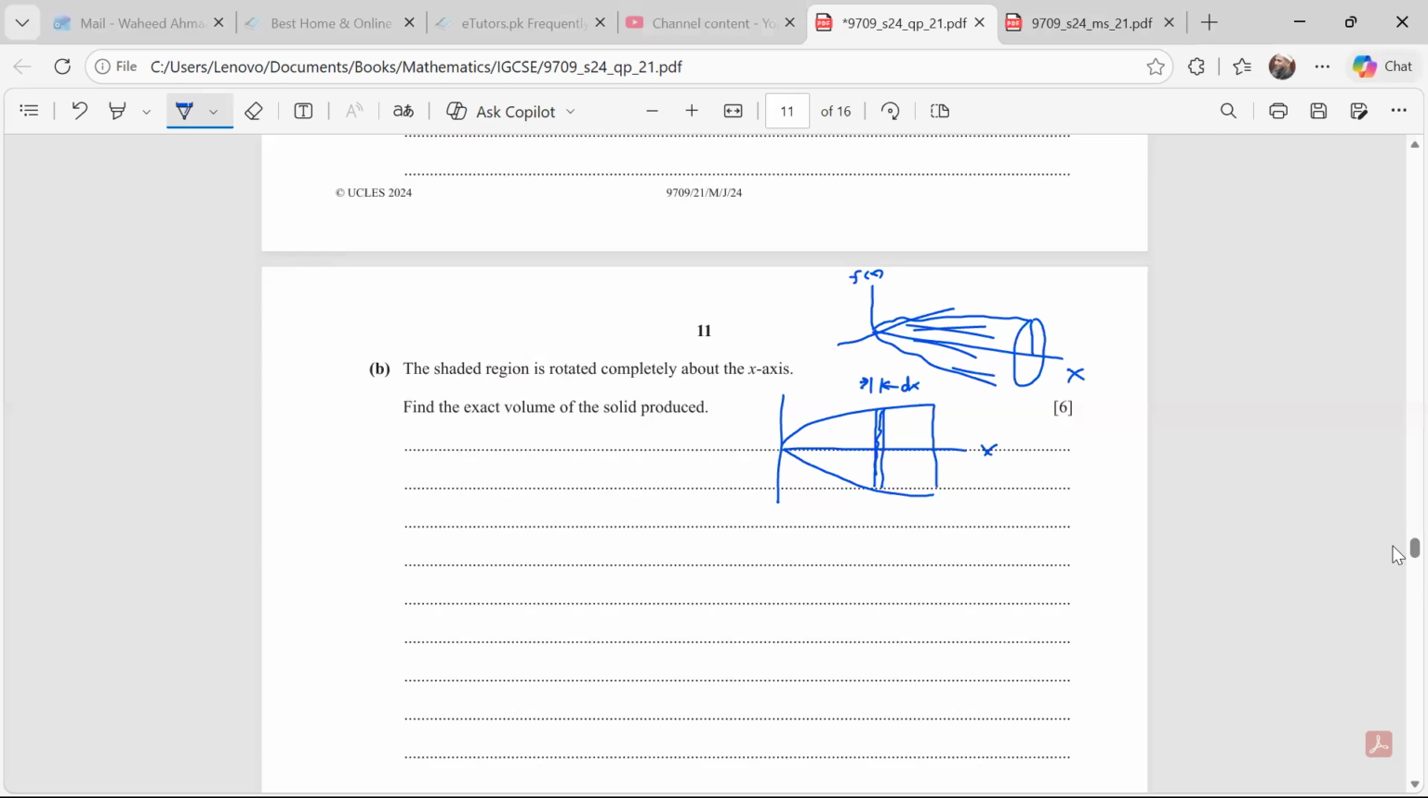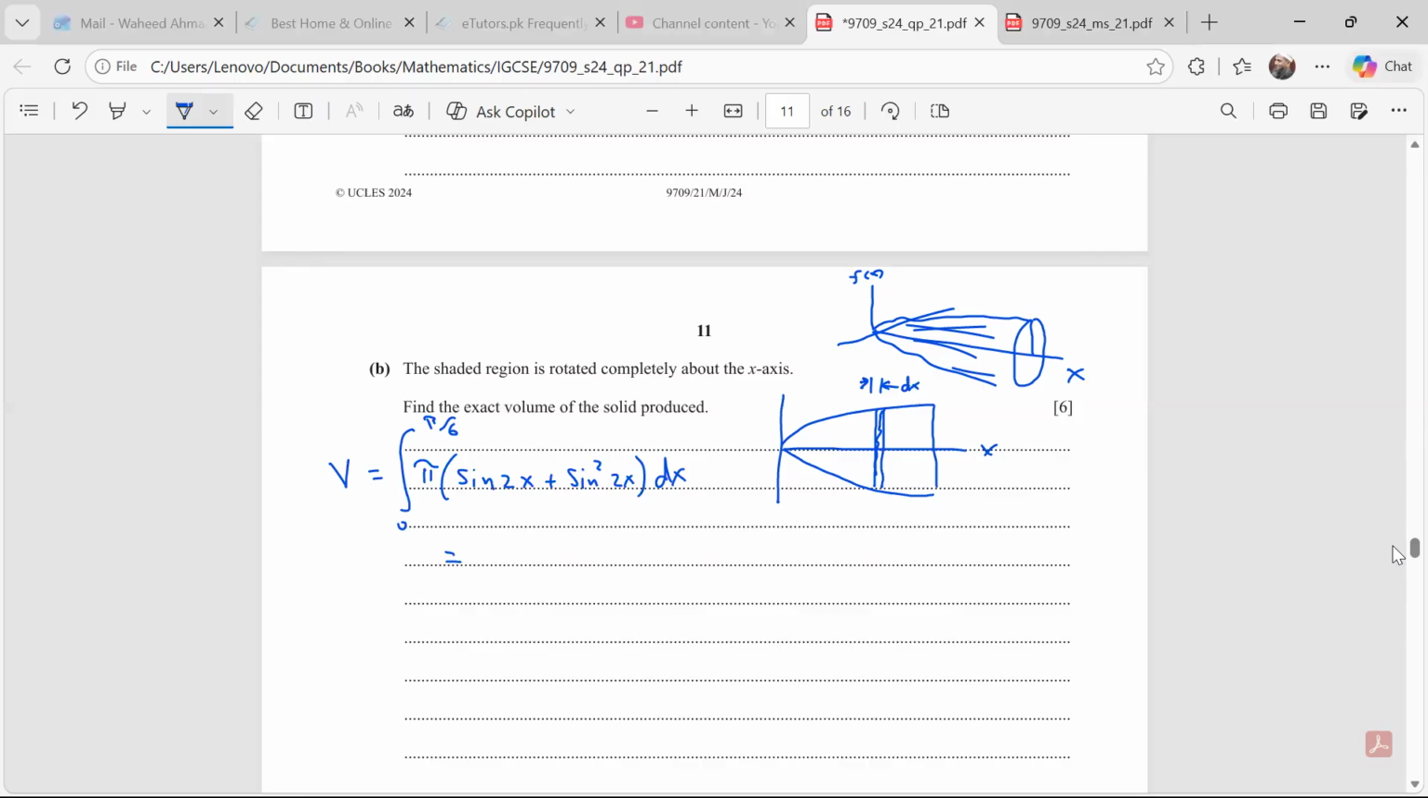Okay, so the volume of this disk is going to be the area, which is pi r squared, and r is the value of the function. The square root is gone, so it is sine 2x plus sine squared 2x. Then I multiply with the width, which is dx. It will give me the volume of this small thin disk, and then I integrate it from 0 to pi by 6. It will give me the volume of this whole shape, right? So I need to evaluate this integral here.